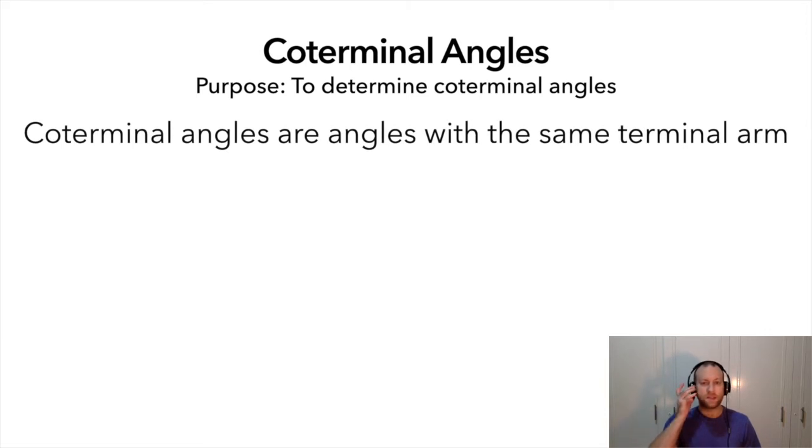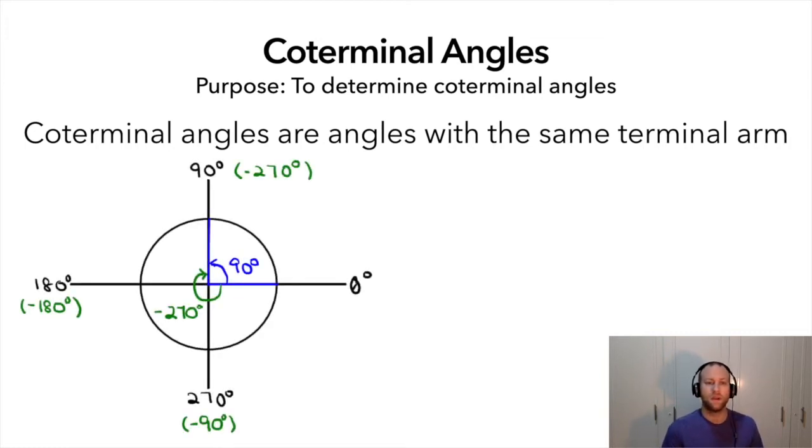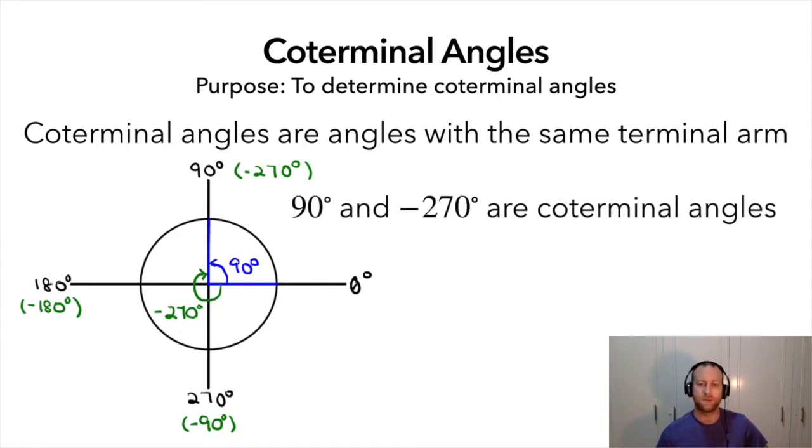Coterminal angles. So coterminal angles are angles that have the same terminal arm. Remember, the terminal arm is when we're looking at an angle in standard position. You've got the initial arm on the positive x-axis, and then the terminal arm is the one that rotates. So for instance here, if I'm looking at 90 degrees, the terminal arm is up at 90 degrees. Both of these, the 90 degrees and the negative 270, are coterminal. They have the same terminal arm at 90 degrees. So therefore these two are coterminal.